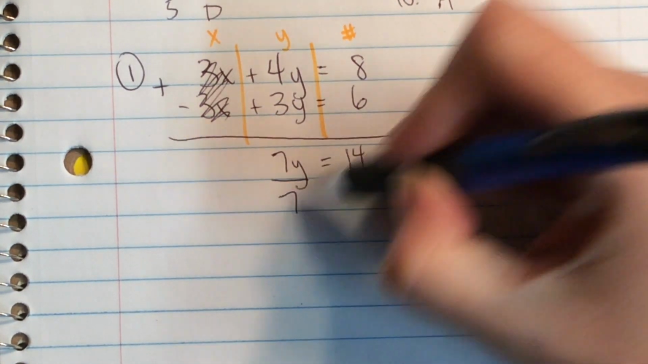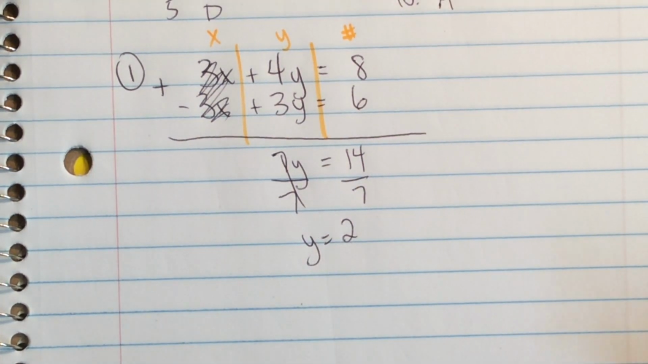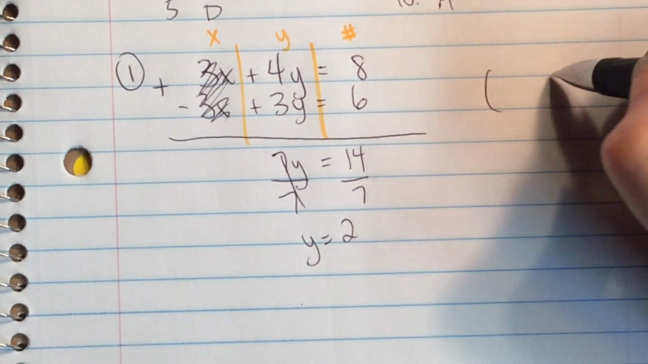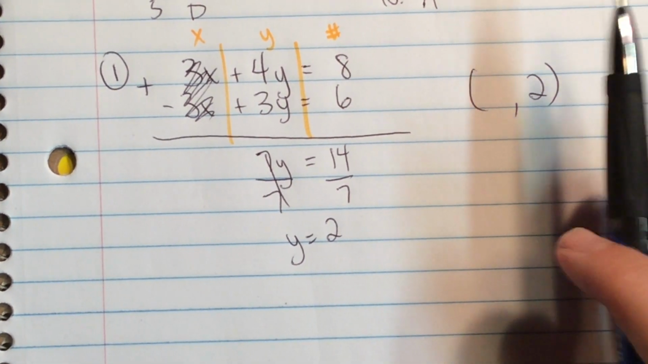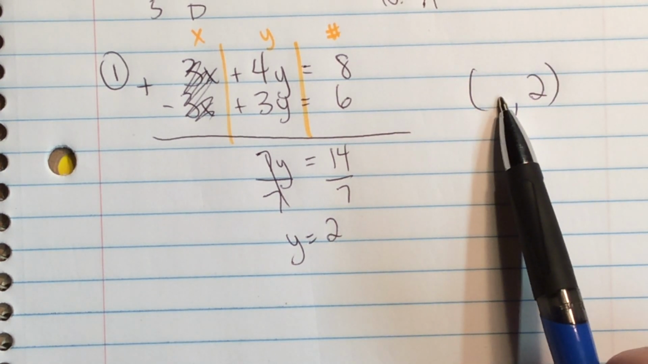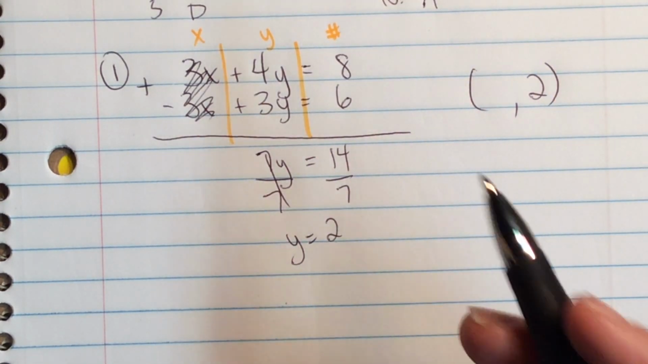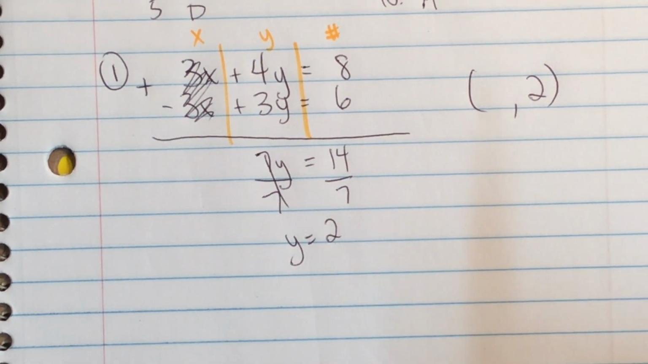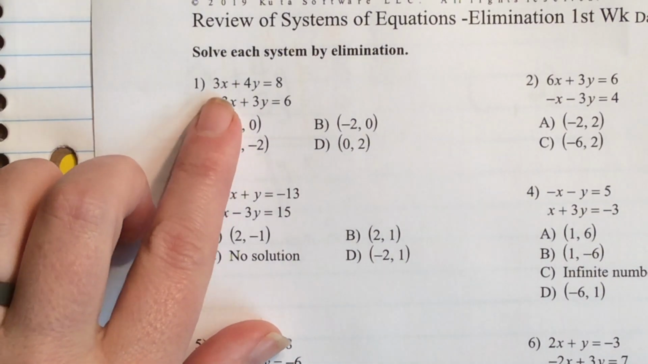So now I'm just going to divide by 7 on both sides, and I get that y equals 2. Now that we have one of the answers, we're halfway done. We have part of our coordinate point. We know the second number is 2, but we don't know what the first number is. We don't know what the x value is yet. So I'm going to pick one of the two equations, and it doesn't matter which one I pick. I'm just going to pick the first one because it looks easier.